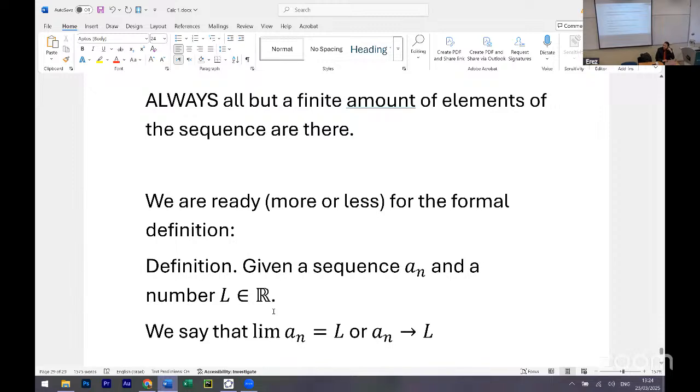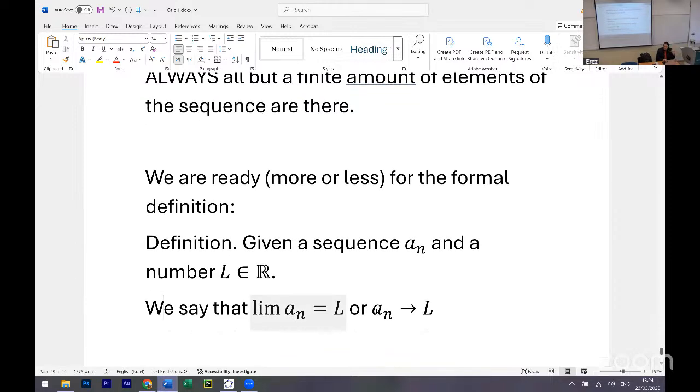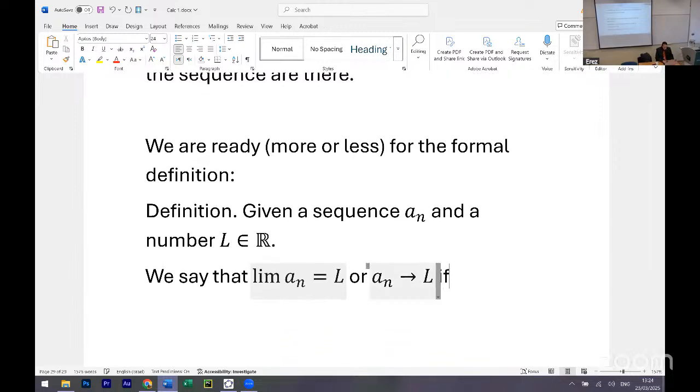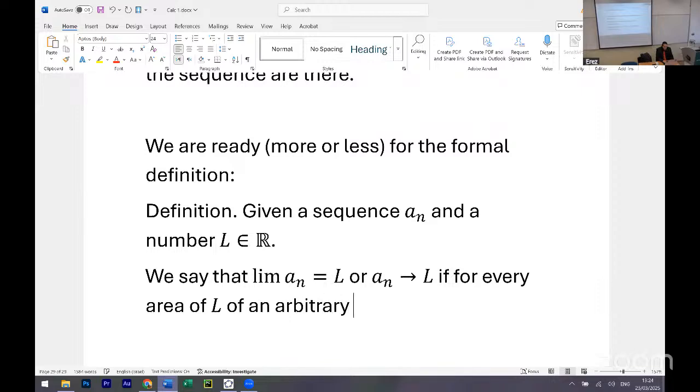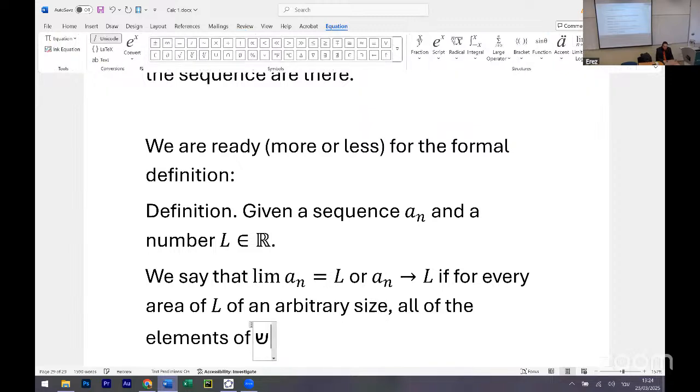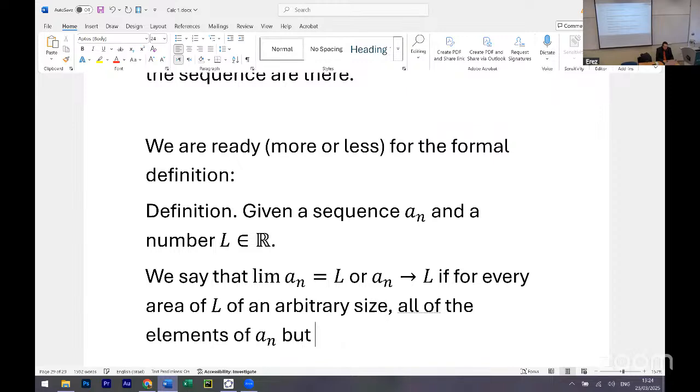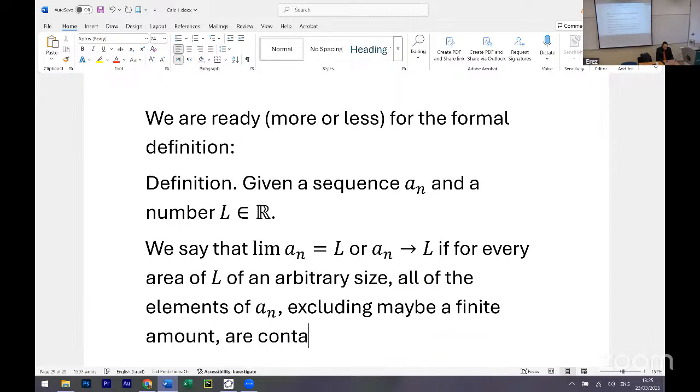These are two different ways to say the same thing I'm about to define. We either say that the sequence tends to L, or the limit of the sequence is equal to L, if for every area of L of arbitrary size, big and small, it doesn't matter, all of the elements of the sequence a_n, but excluding maybe a finite amount, are contained within the said area.